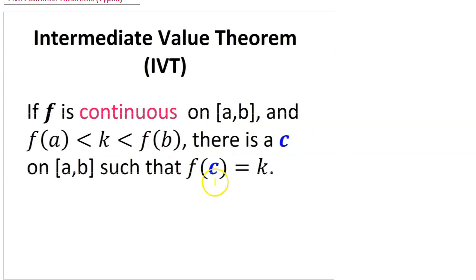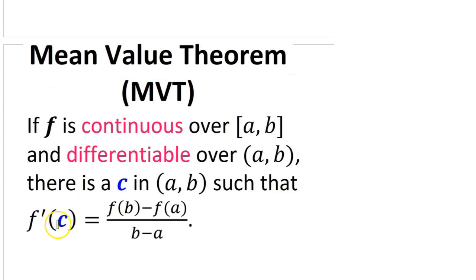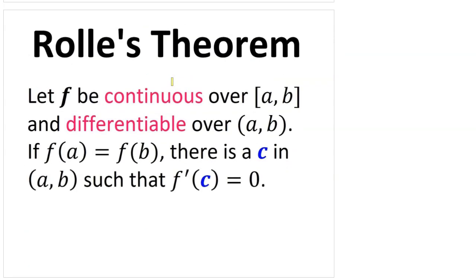Of the remaining 4 theorems, 2 of them have a conclusion that mentions f of c, the value of the original function. One of them is the intermediate value theorem, and the other one is the mean value theorem for integrals. So 2 of them mention f of c in the conclusion. The conclusion of the other 2 theorems involve f prime at c, the value of the derivative. That includes the mean value theorem and Rolle's theorem. Both of these involve f prime at c.